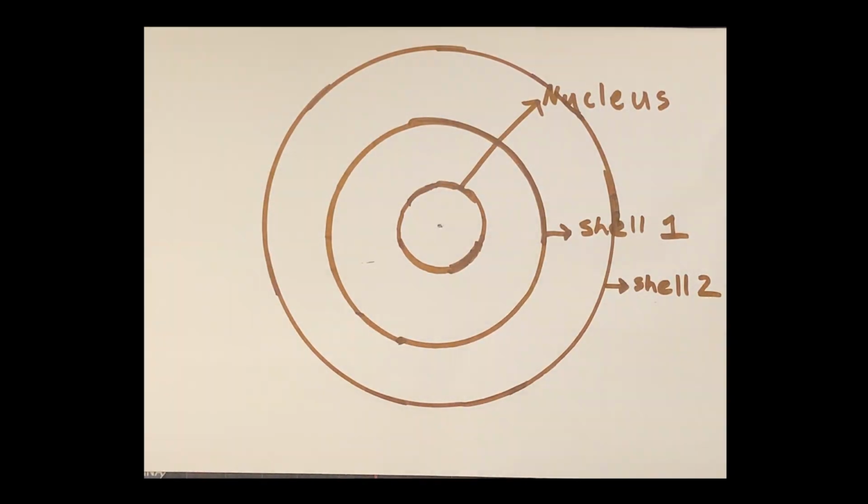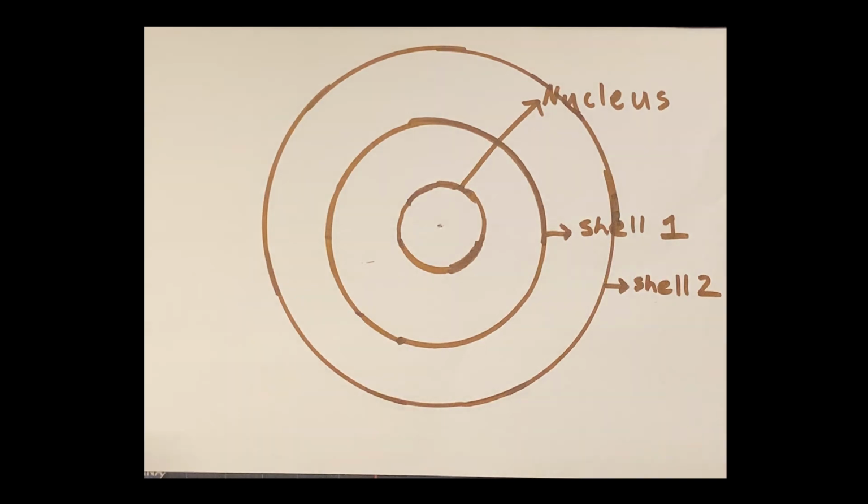Now, let's build a simple model of an atom to see these parts in action. Gather small items like beads or buttons for protons, electrons, and neutrons. Let's build a lithium atom. Guys, a lithium atom has 3 protons, 4 neutrons, and 3 electrons. Let's begin.